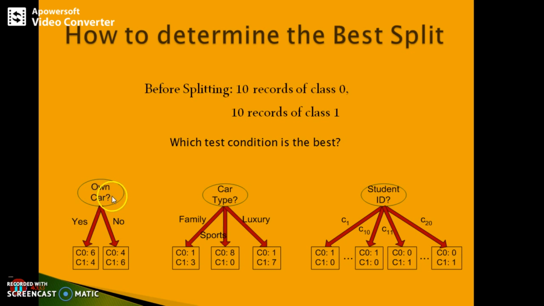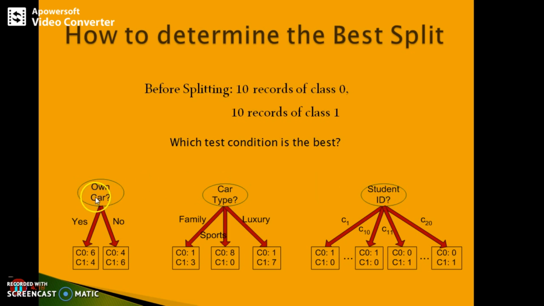Assume this is one of the attributes. What is the value? It's saying own car. So whether a person owns a car, this is one of the attributes. The next attribute in the data set is car type, and the last attribute, say this is one more attribute, is something like student ID, USN.